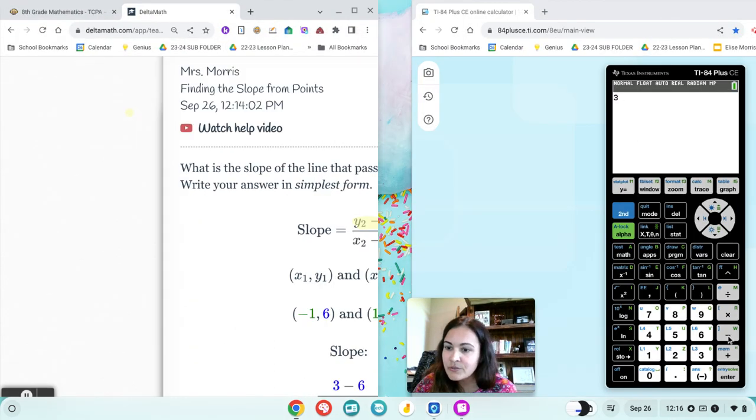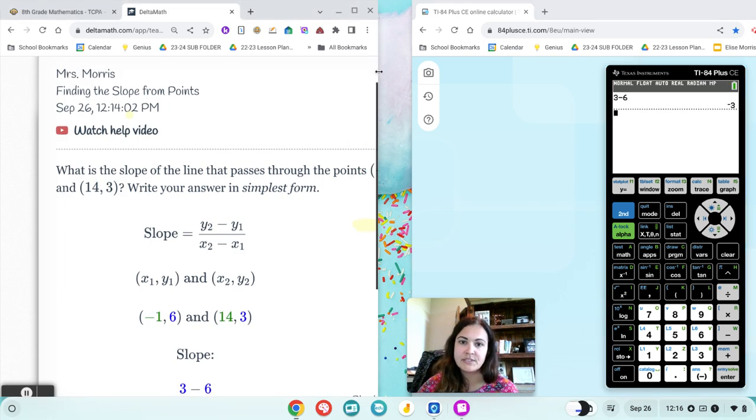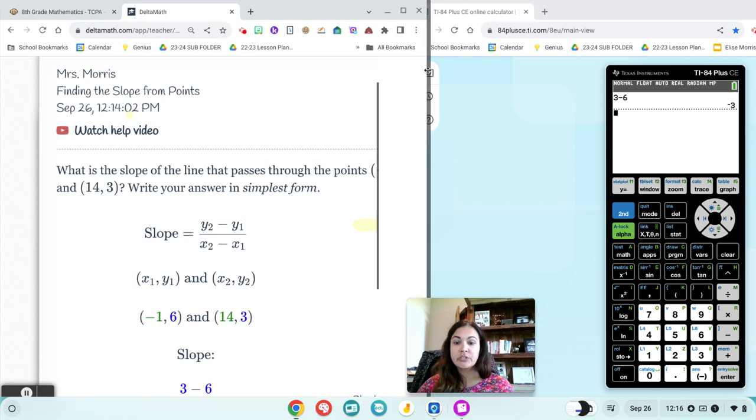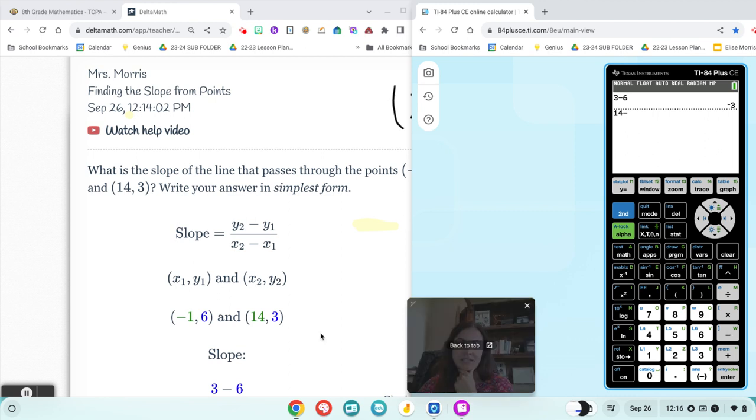All right. 3 minus 6. Okay, so that's the change in the y's, which would represent the change vertically on the graph, up and down. Now we need the change in the x values. So the x's, they have it in green here in Delta Math. So we have the 14 and the -1. So we need to take 14 and be so careful. We are subtracting whatever is there, and what's there is a negative.